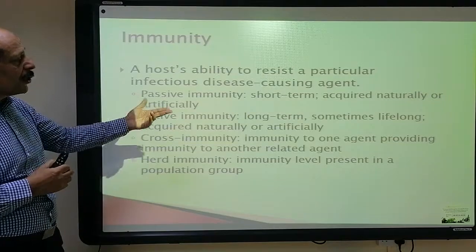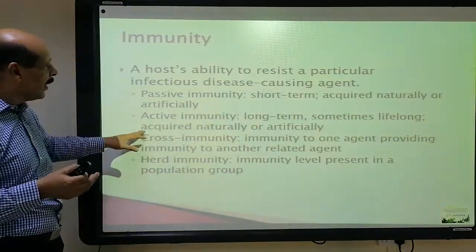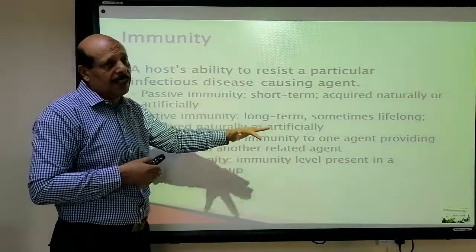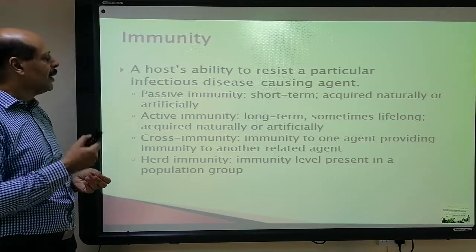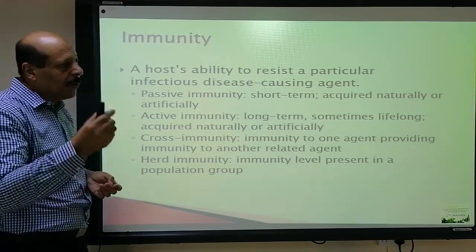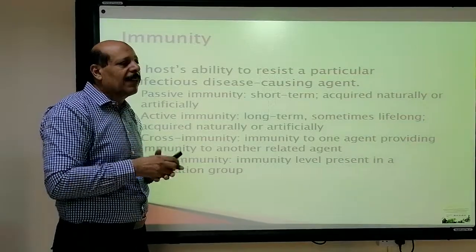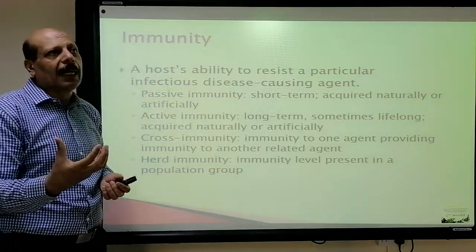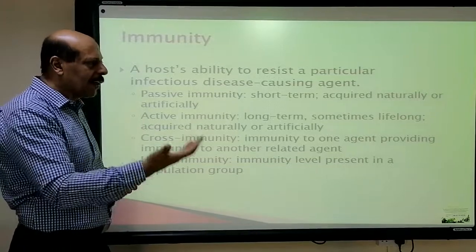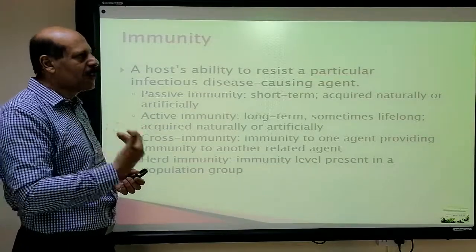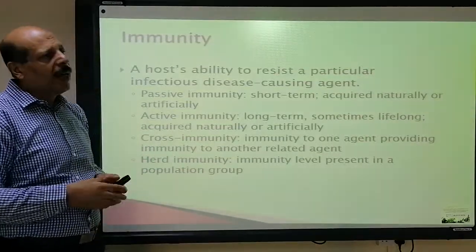Active immunity will last a longer time, sometimes it is lifelong, and it is acquired naturally or artificially. Naturally, sometimes we are not getting the disease, but we might get the microorganism from the environment, and the level of exposure will be less. So instead of developing the disease, our immune system will resist this and will develop antibodies.